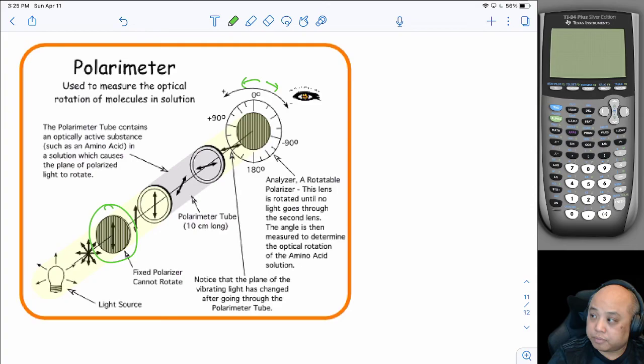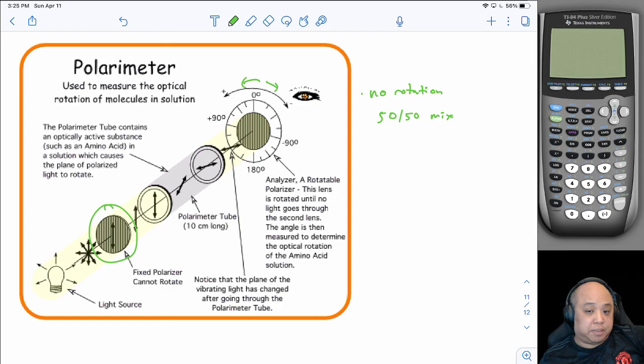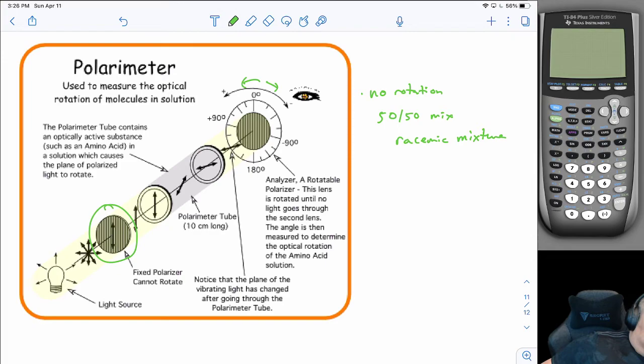Now, if at the end we see no rotation and we know it's a chiral molecule, that means we have a 50-50 mix: 50% one enantiomer, 50% the other enantiomer, and they cancel each other out. That is known as a racemic mixture. So whenever you have a sample that you know is chiral, but it doesn't rotate plane polarized light, that tells you there's the same amount of each enantiomer in there, so they cancel each other out rotation-wise.